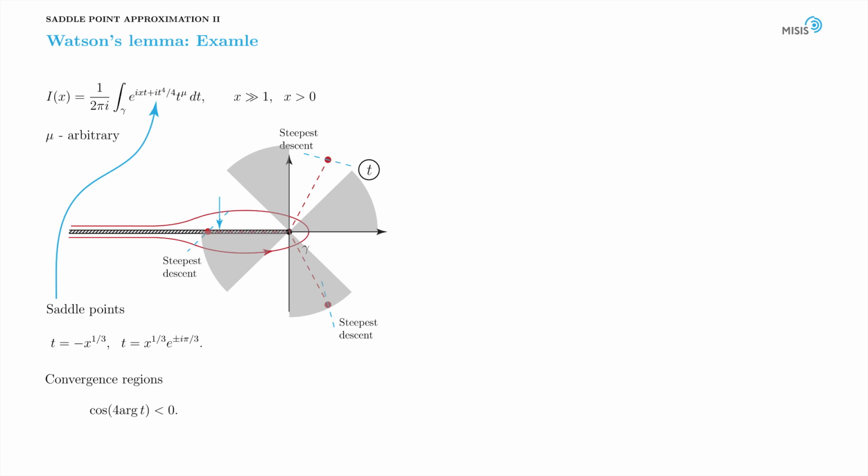But apart from these, we now realize that we also may have the potential contribution from the vicinity of the origin. Indeed, the exponent function at t of the order of 1 over x is dominated by the first linear term. The convergence region for the integral is the disk of radius 1 over modulus of x centered at the origin. And we basically may apply Watson's lemma for loop integrals.